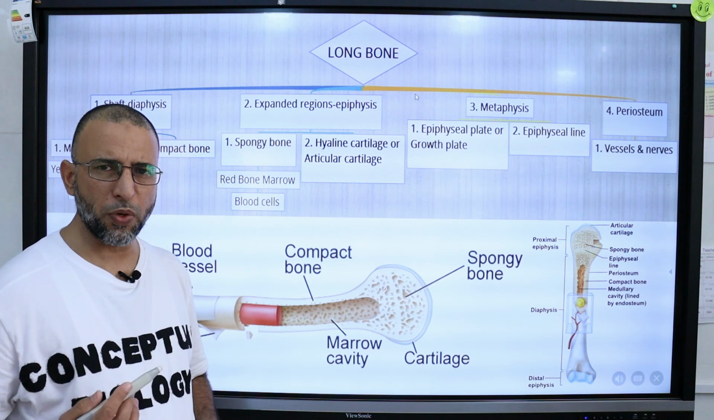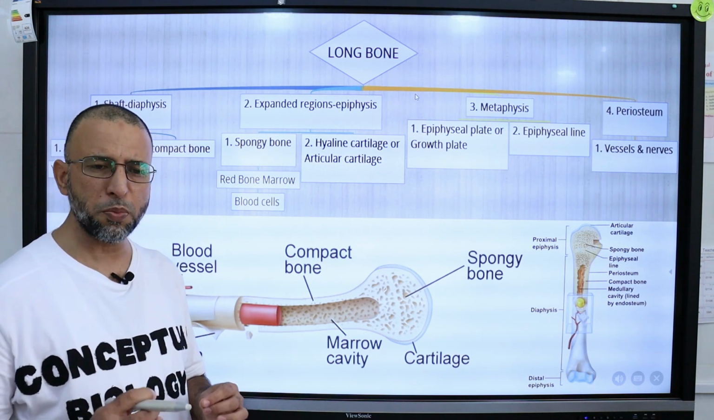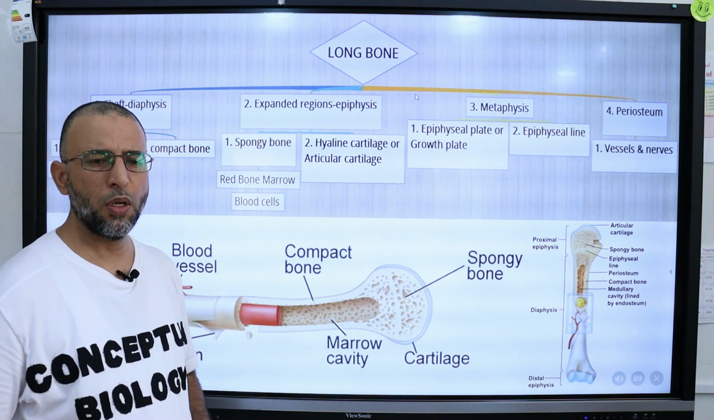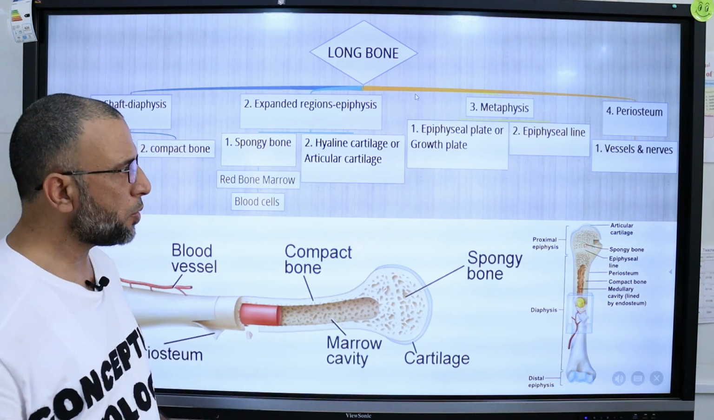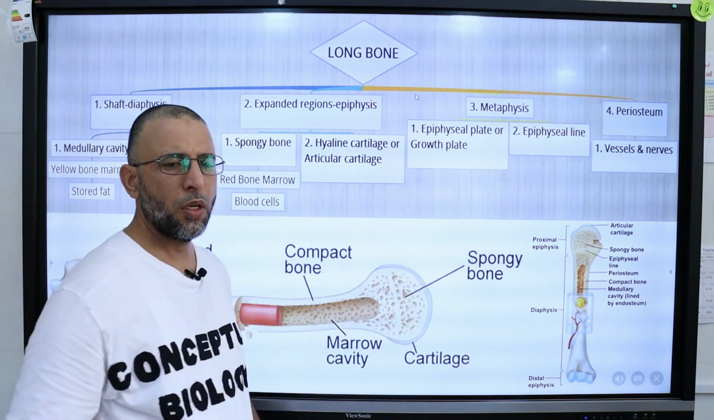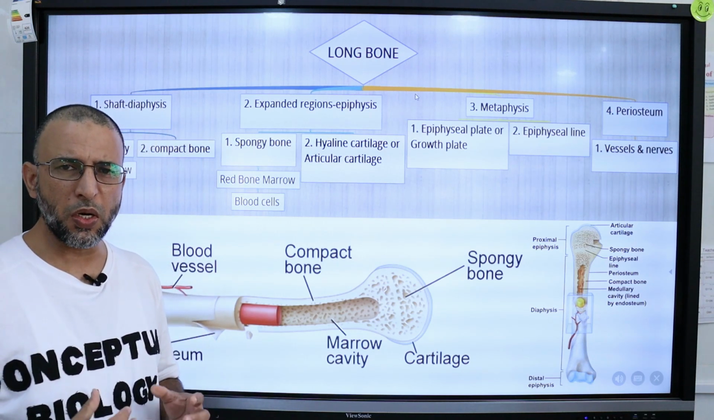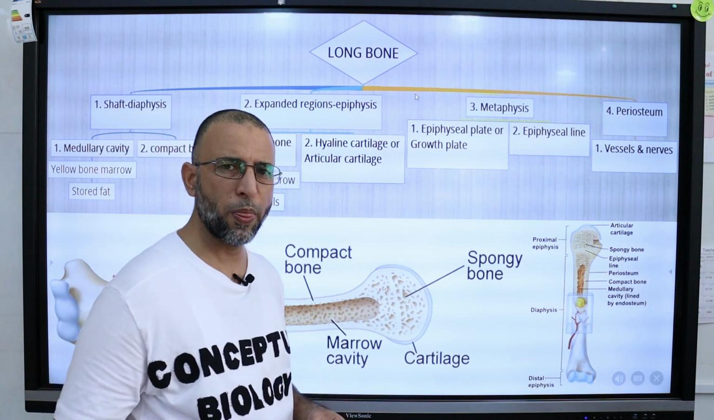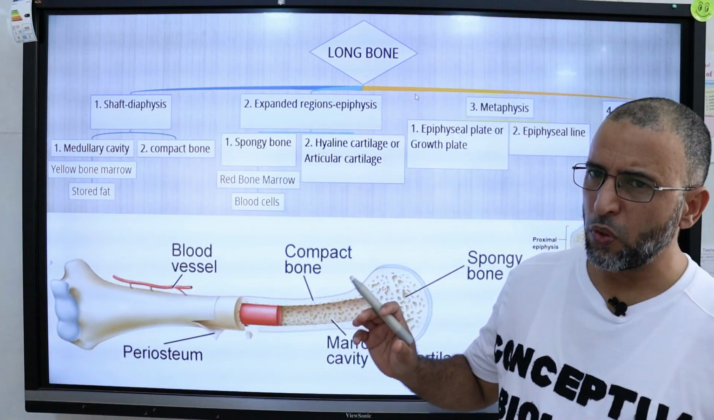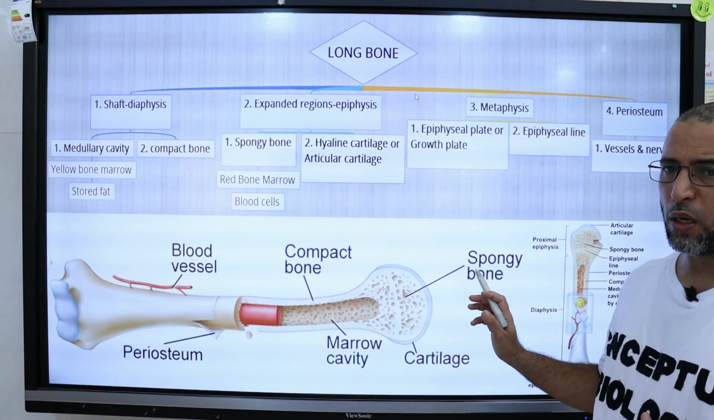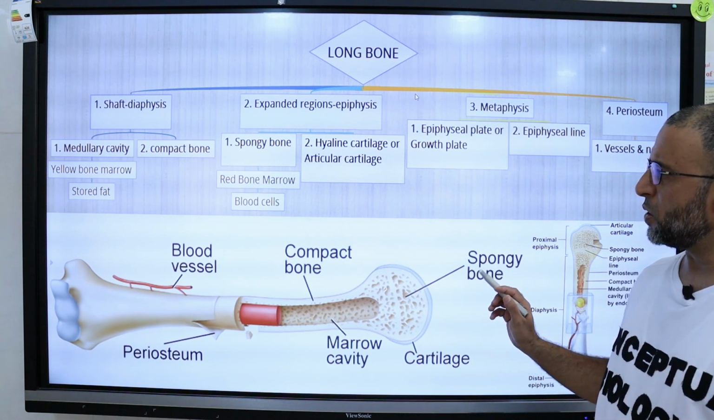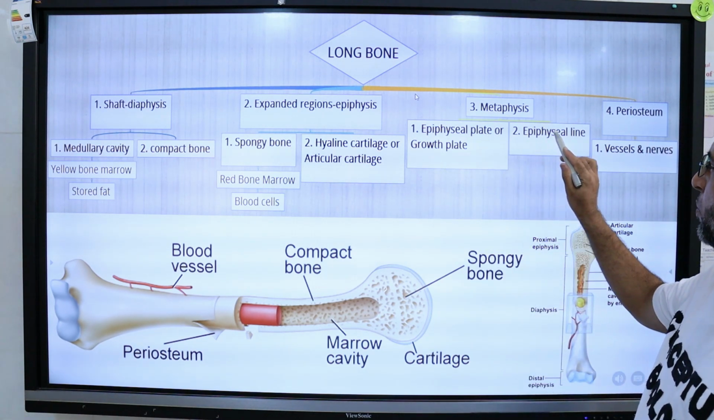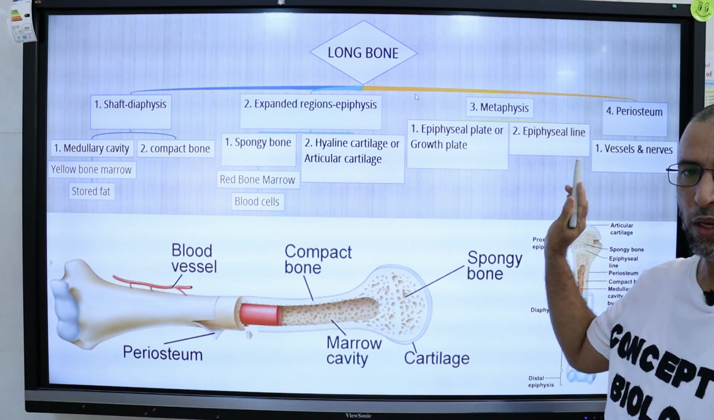Epiphyses are separated from the diaphysis by a small region of mature bone called the metaphysis. It contains the epiphyseal plate or growth plate. The epiphyseal plate is a region of cartilage which allows the bone to grow. But when the bone stops growing in early adulthood, the cartilage is replaced by bony cells and the epiphyseal plate becomes the epiphyseal line.